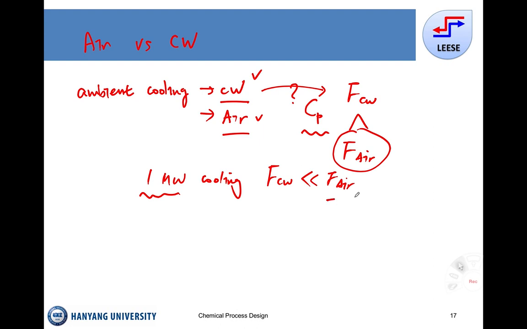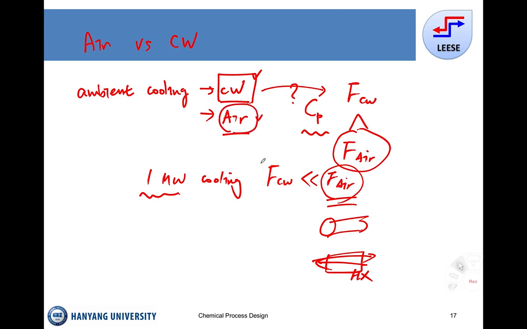A larger flow rate means the piping should be increased and the heat exchanger has to be bigger because of the large flow rate, okay? So cooling water is more effective than air cooling. This is the first reason. There is another reason, based on thermodynamics.